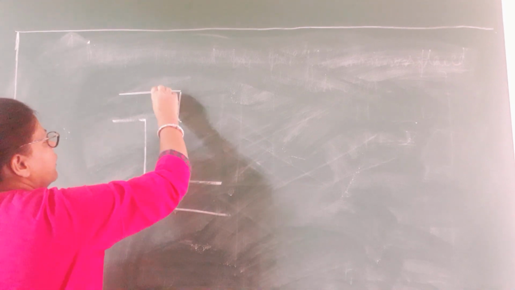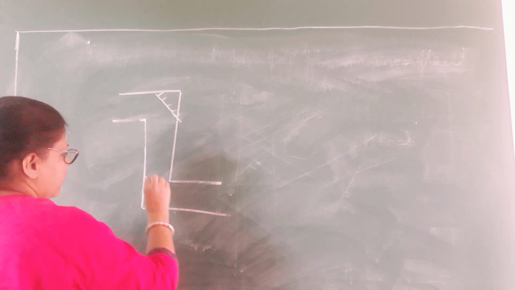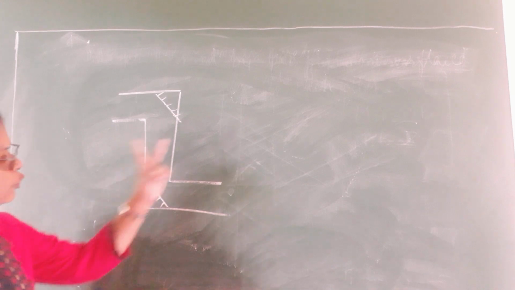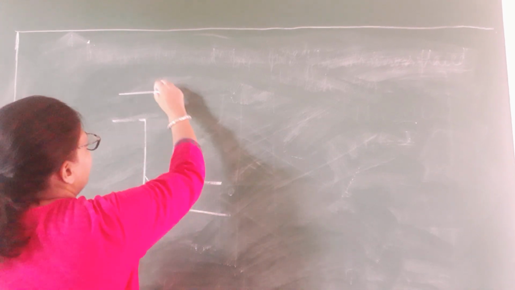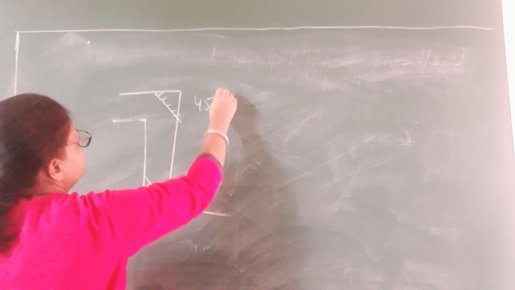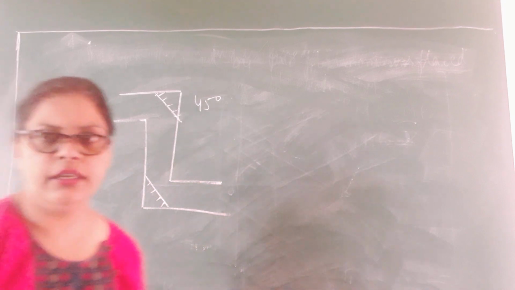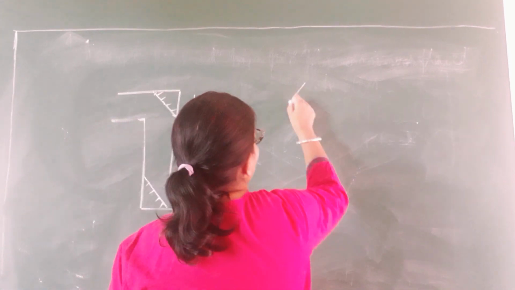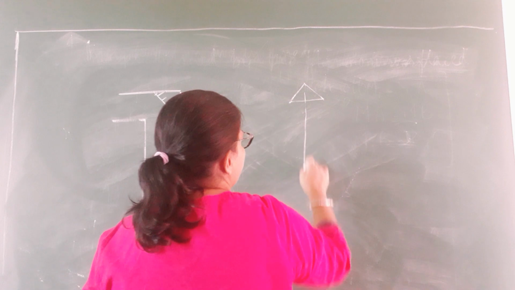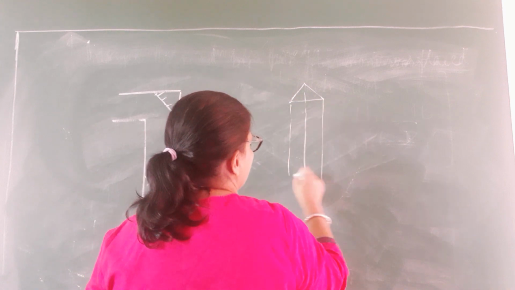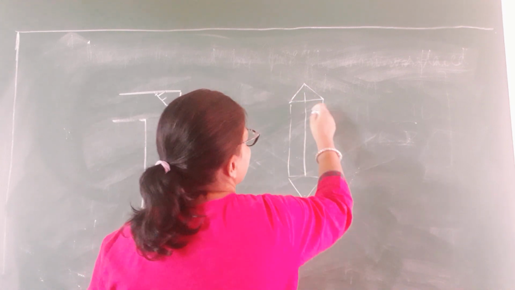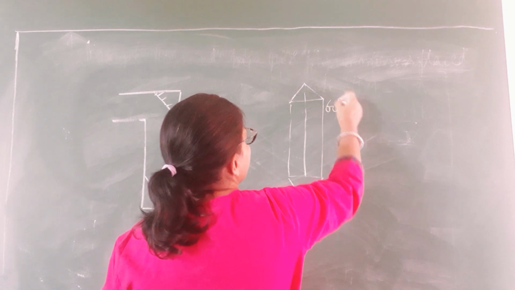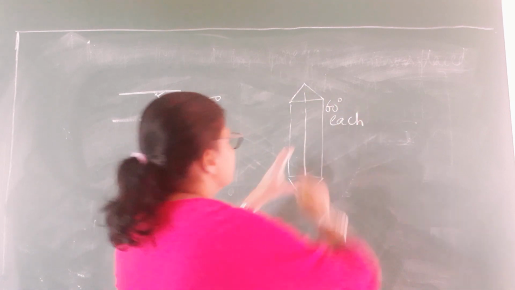You have a plane mirror here and you have a plane mirror here. There are two plane mirrors and they are placed at an angle of 45 degrees each. And a kaleidoscope is a toy. It has three plane mirrors placed at an angle of 60 degrees each.